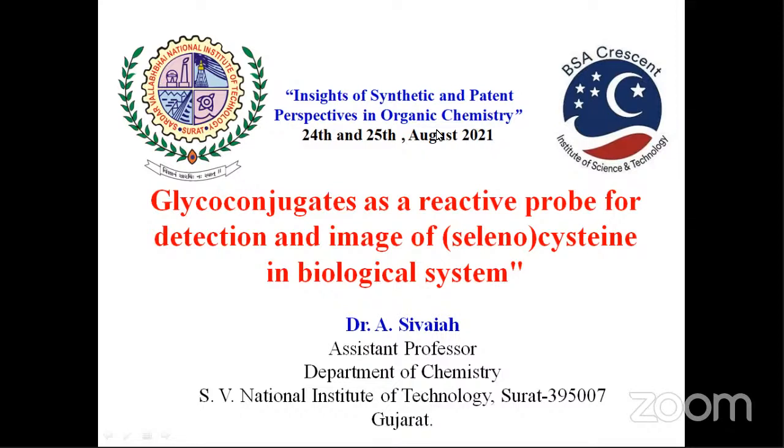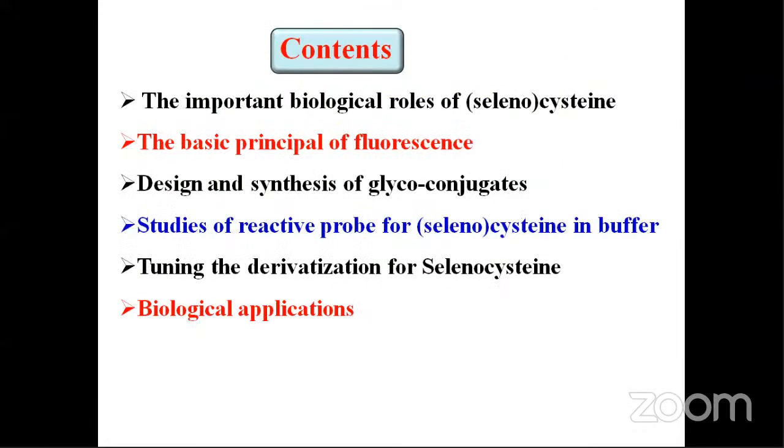We will also discuss the basic principle of fluorescence, and why we want to use fluorescence. And the design and synthesis of glycoconjugates, how we can design the glycoconjugates for the selective detection of selenocysteine and also cysteine. And we will also discuss the studies of the reactive probe for selenocysteine in buffer solution, as well as in biological serum, and also on paper strips.